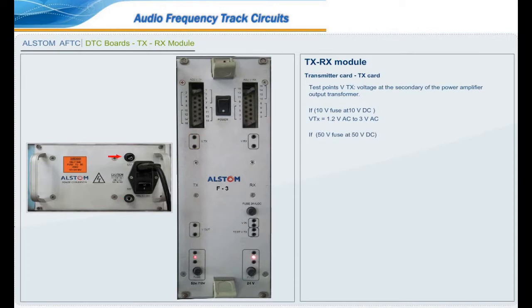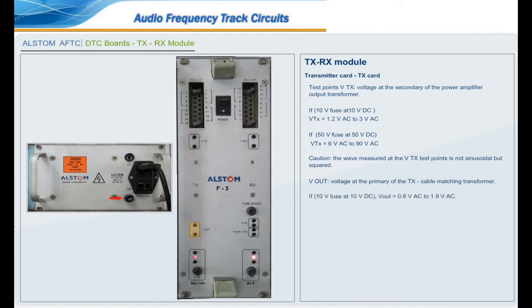If 50 volt fuse at 50 volt DC, VTX equal to 6 volt AC to 90 volt AC. Caution: the wave measured at the VTX test points is not sinusoidal but squared. Vout, voltage at the primary of the TX cable matching transformer. If 10 volt fuse at 10 volt DC, Vout 0.8 volt AC to 1.9 volt AC. If 50 volt fuse at 50 volt DC, Vout equal to 2 volt AC to 45 volt AC.